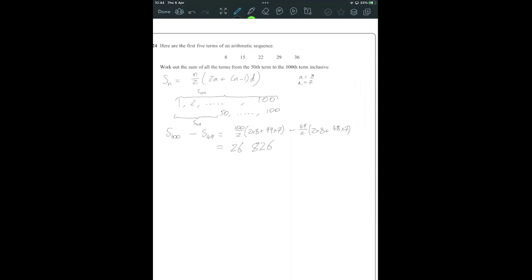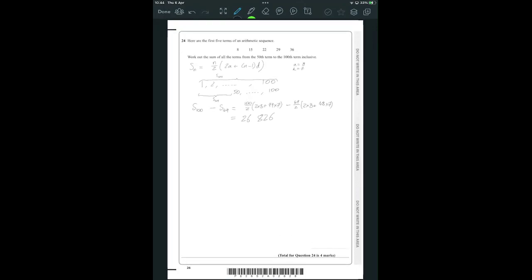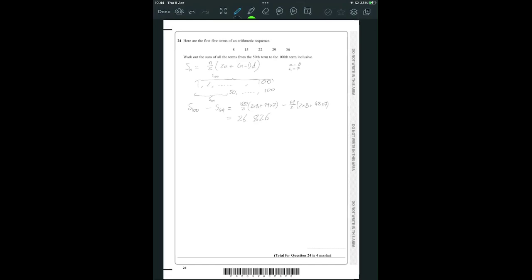Again, it's useful to have some kind of context to this. These numbers are getting bigger and bigger, so I'm expecting quite a big answer. I'm adding up 51 terms, so each of those terms are going to be pretty big. I could go and work out what the 50th and the 100th term are to work out if this seems more reasonable. Again, that's something you can do in checking. I'm not going to do that now.